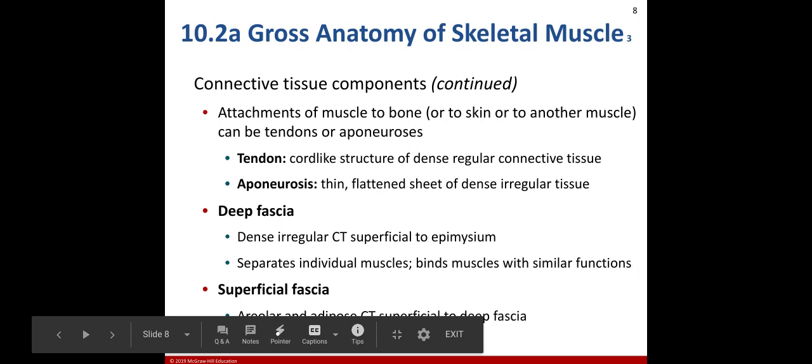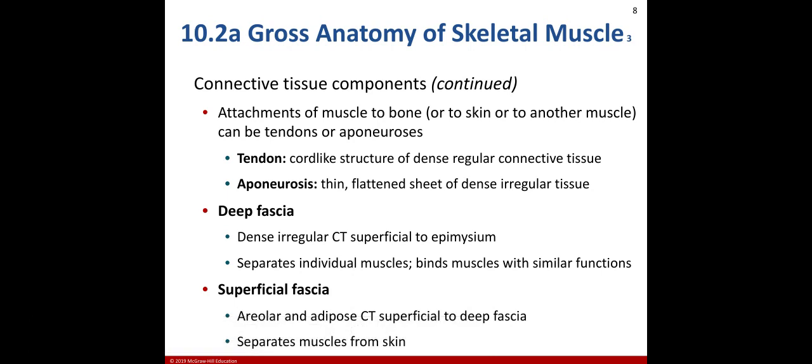Okay, let's continue talking about some of these connective tissue components. Of course, we have to attach this muscle to bone or skin or other muscles in some way. And so the main way that we're going to do that is through a tendon. That's the one you definitely want to know about. That is a cord-like structure of dense, regular connective tissue.